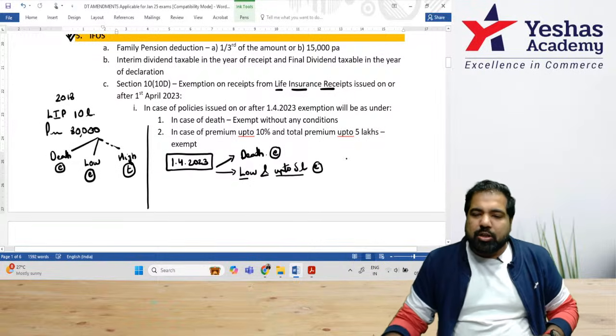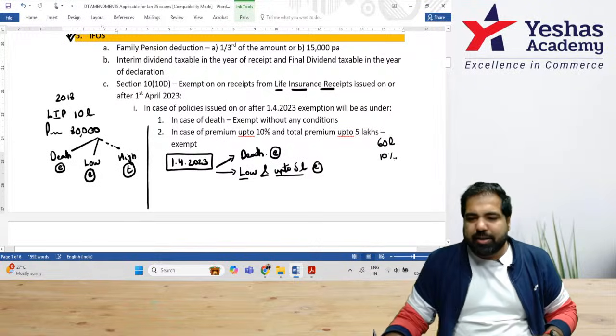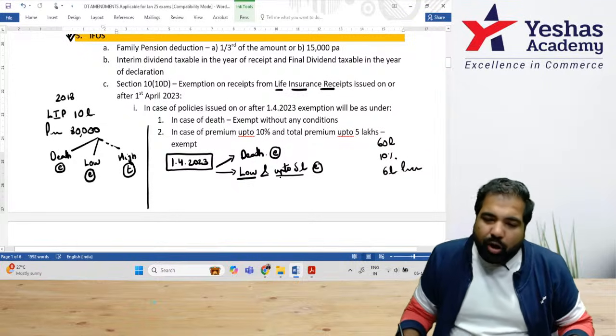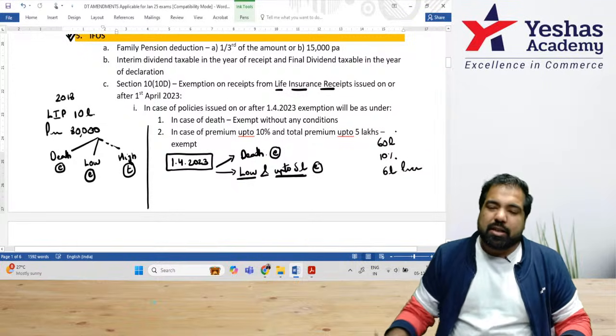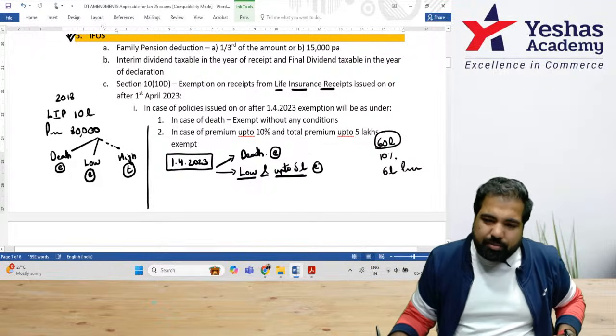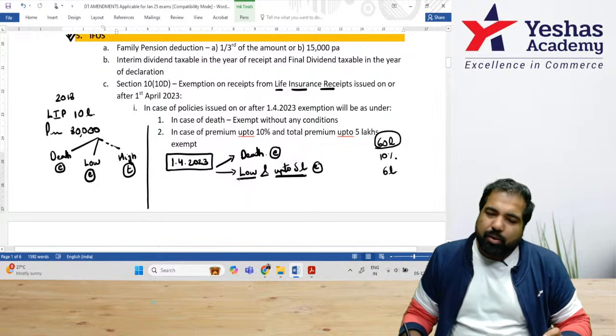So example, let's say you took a policy of 60 lakh rupees. 10% of that is 6 lakh rupees, and you paid 6 lakh as premium. So are you meeting the low category? Yes, but you're not meeting the 5 lakh category, and hence whenever you receive this money back, other than on death of course, then it will be taxable. So simply saying, there are two conditions now. It should be low also, and the premium should be up to 5 lakh.